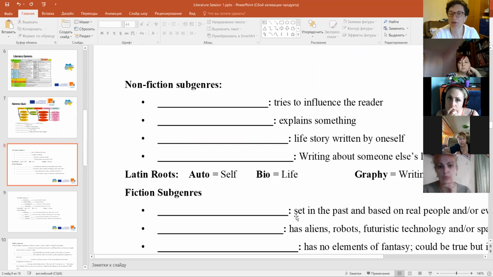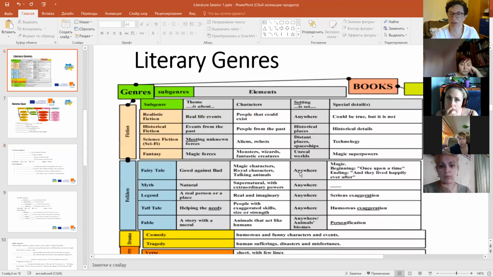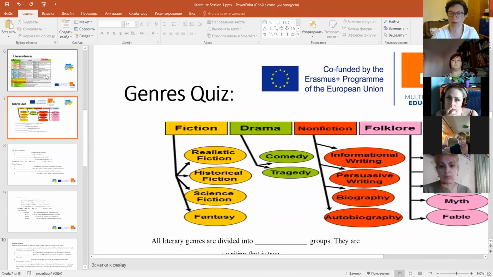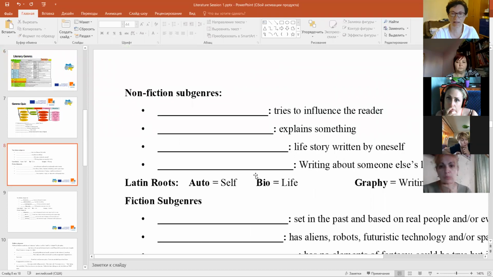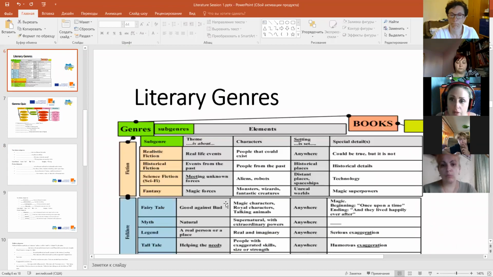Non-fiction subgenres. Tries to influence the reader. I know that we didn't review it, but I hope you will remember. Persuasive writing. Good. It tries to persuade, and when we persuade, we usually use this type of writing in advertisements, speeches, business letters, and so on and so forth. Good. Explain something. It could be informational writing.